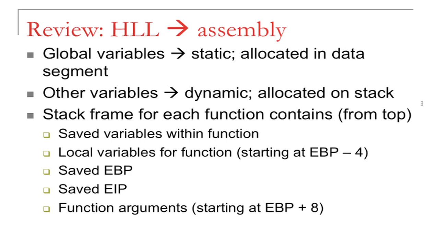We talked about global variables. They are static. They are allocated in data segment. Other variables, they are dynamic, and they are allocated on stack. We use stack frame for each function, and in the frame we have the necessary information for the function to perform its operations. We have saved variables within the function. We have local variables for that function starting at EBP minus 4. We save EBP and EIP for return, and also we have function arguments passed into which start at EBP plus 8.